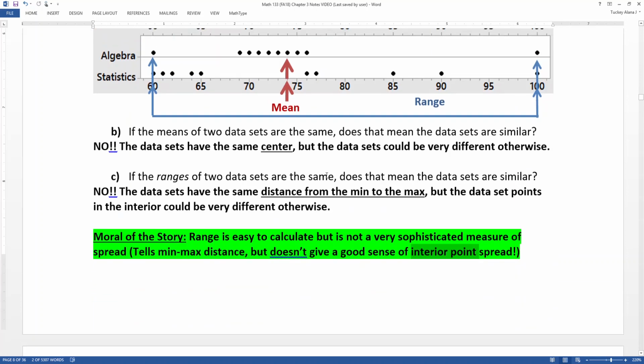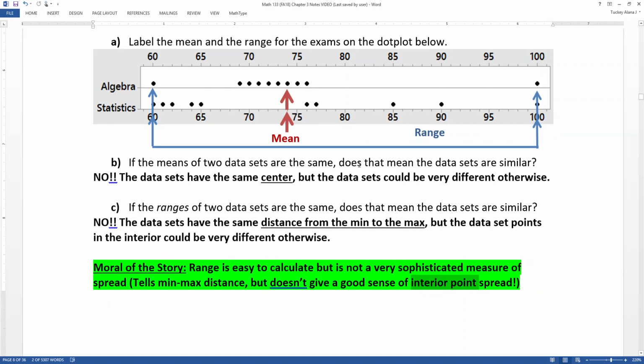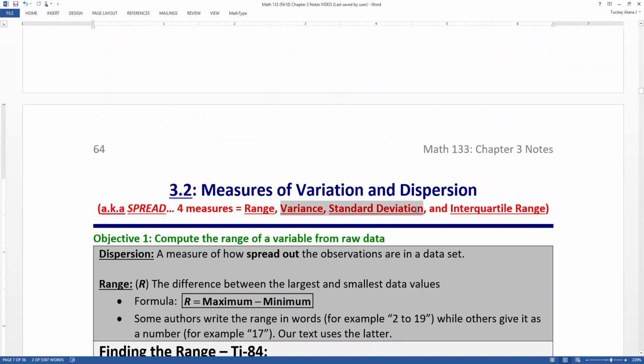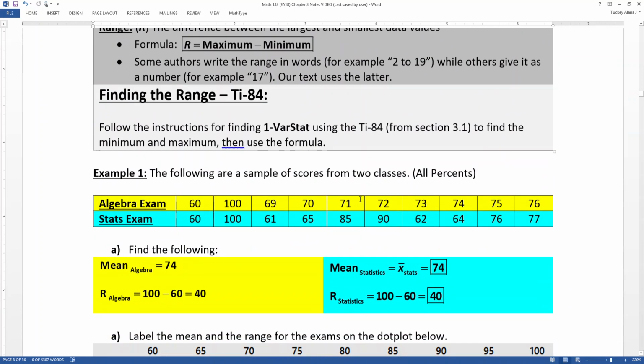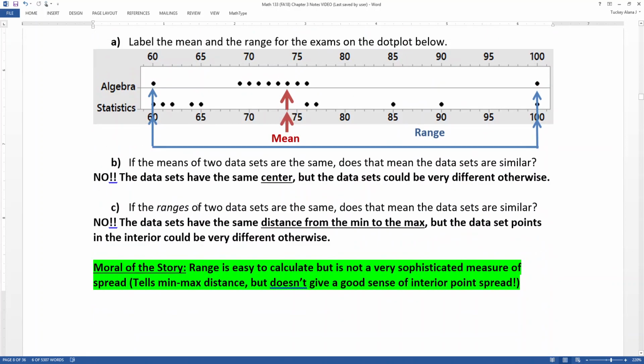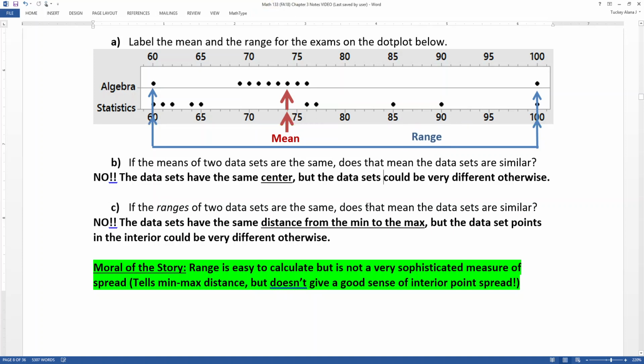That means we're going to need to develop another measure or two that will give us a better sense, actually three: the variance, the standard deviation, and the IQR. Those three numbers are going to give us a better sense of the interior of the data set rather than just the min to max spread. The min-max spread shouldn't be ignored, right? You should still look at it, but it's just not as powerful as those other three measures are going to be. It has a lot of issues.